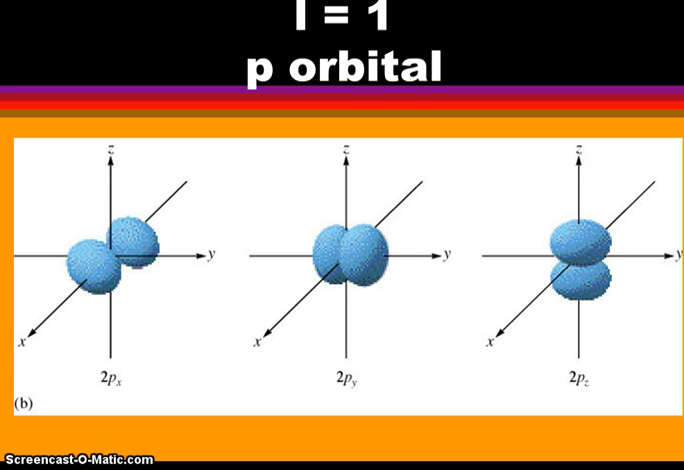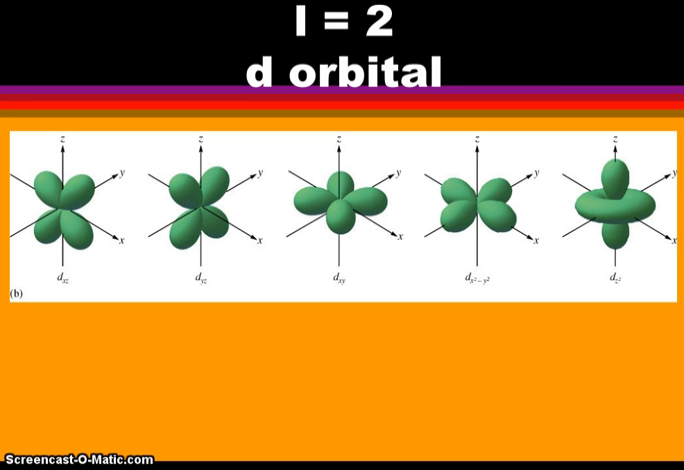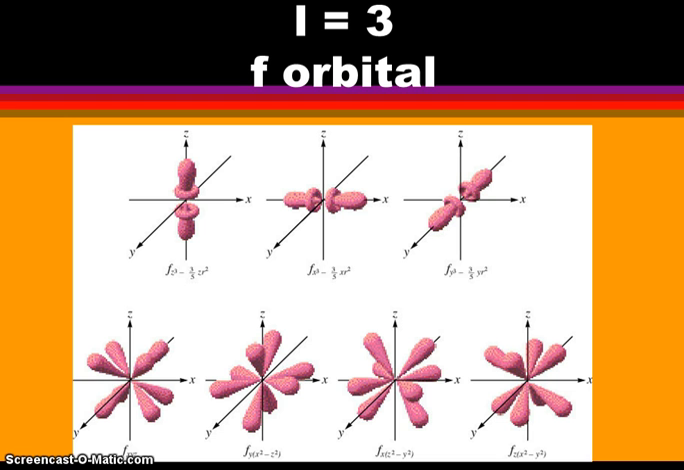If l equals 1, we're talking about a p orbital, and a p orbital is found along 3 different axes, x, y, and z. If l equals 2, we're looking at a d orbital, which has 5 different orientations in space. And if l equals 3, we're looking at an f orbital, which has 7 orientations in space. There's 1 sublevel for the first energy level, 2 sublevels for the second energy level, 3 sublevels for the third energy level, and so forth.